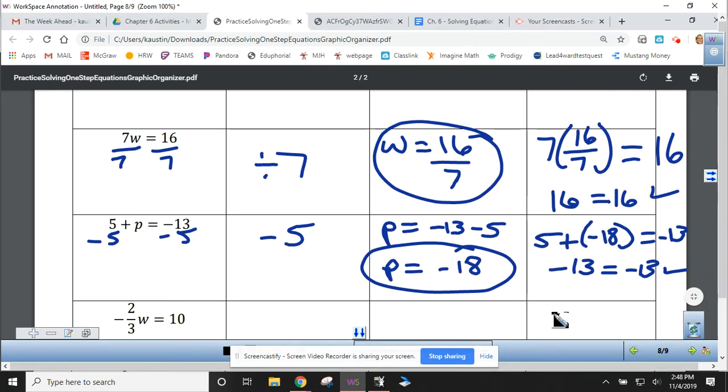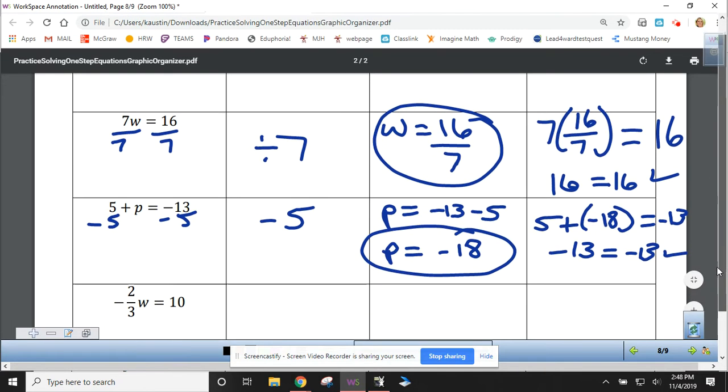Okay, my video recording cut me off. At the end of this problem, you should have had P equals negative 18, and then we checked that.